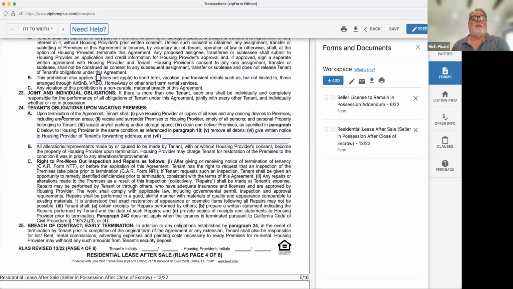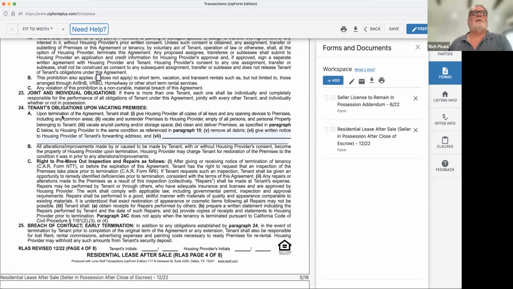Tenant's obligation upon vacating the premises. Upon termination of the agreement, tenant shall give the homeowners all copies of the keys, remove all personal property, clean and deliver the premises, and all alterations or improvements, with or without the housing provider's consent, become the property of the homeowner, the housing provider.